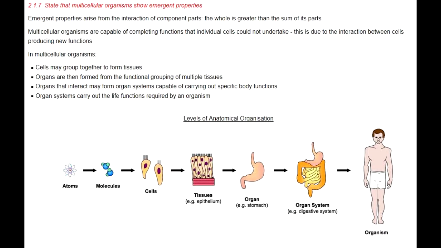The next statement asks us to know that multicellular organisms show emergent properties. The concept of emergent properties is a pretty simple one. It clarifies that smaller parts interact with each other in order to form more complex parts, which then again interact with each other, and so forth, so we have a fully formed multicellular organism. In the context of the real world, this means that cells group together to form tissues, organs are then formed from these tissues, and then the organs interact with other organs in order to have organ systems, and the organ systems carry out all of the life functions required by an organism.